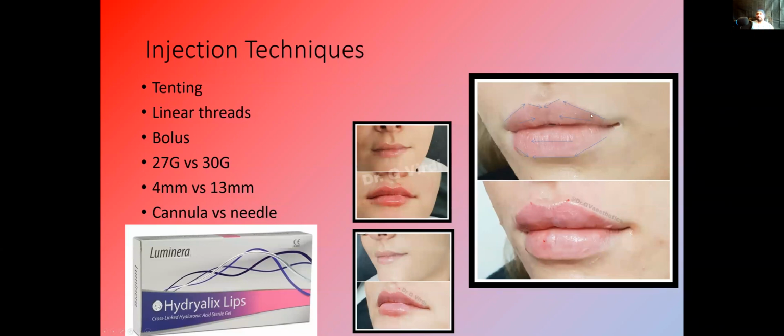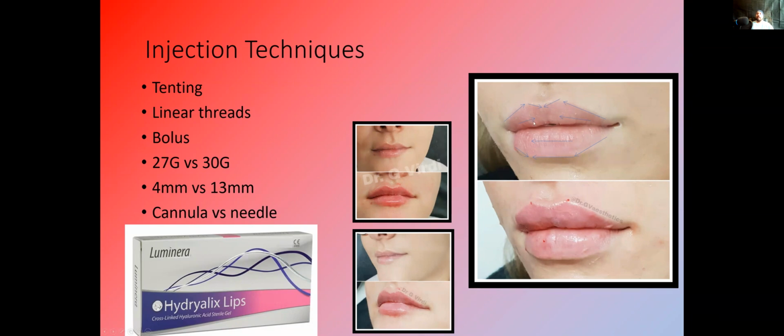So you inject the vermilion border, obviously for definition, and then you want to be injecting the body. Whether you do a little bolus injection here and here, or you go in with a linear thread, is entirely up to you. And the same with the top lip. These cases are all being done with a needle.